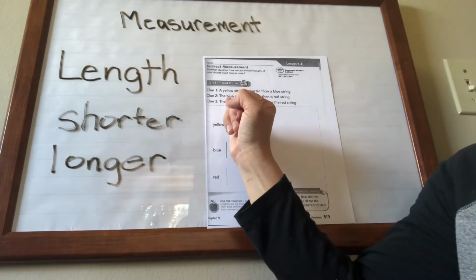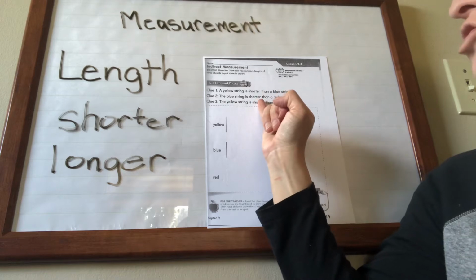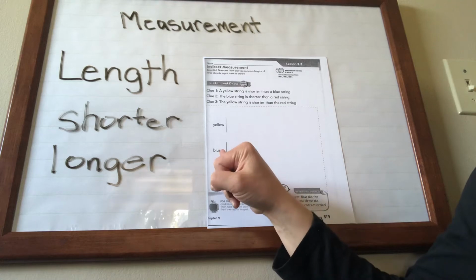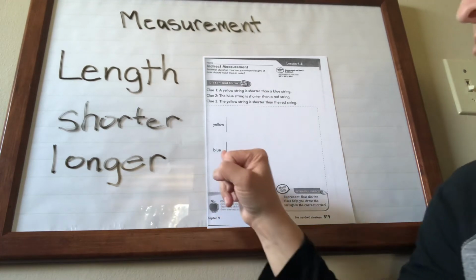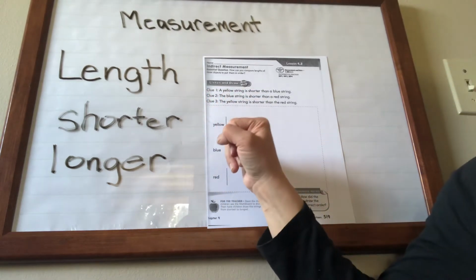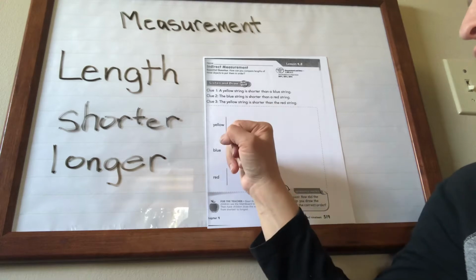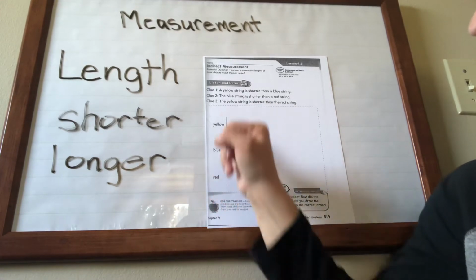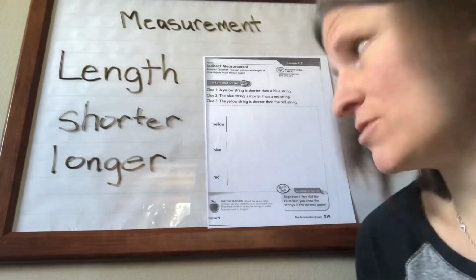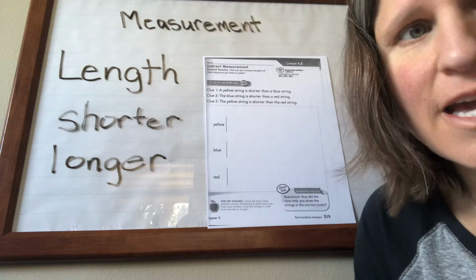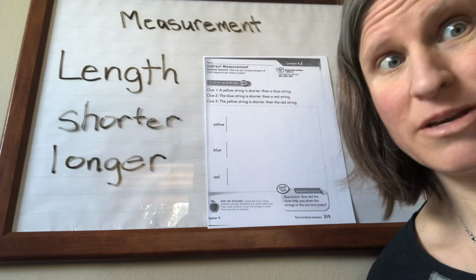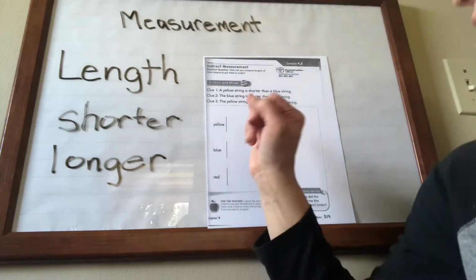Clue number 2 is the blue string is shorter than a red string. So this is only comparing the blue string and the red string, and we know that the blue string is shorter. Clue number 3, the yellow string is shorter than the red string. So that's comparing yellow and red, and we know that the yellow is shorter. So that's pretty confusing. So we're going to try to break it down, okay? What I would like you to do is get a pencil. I'm going to do all my colors in black because that's the marker that I have available.